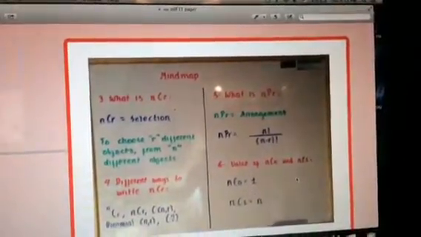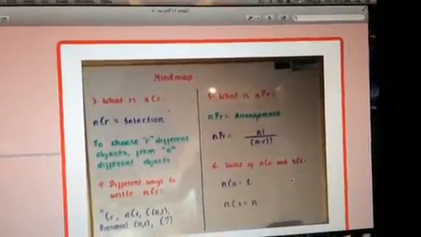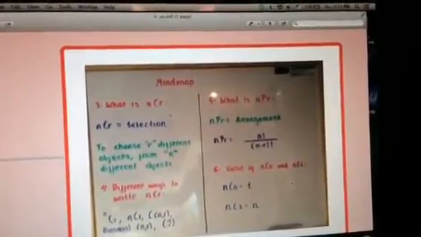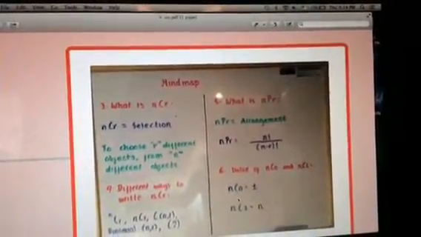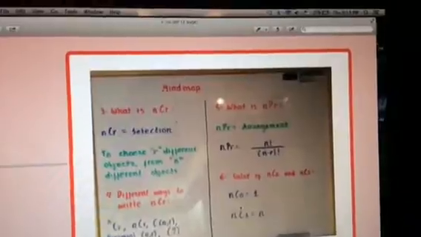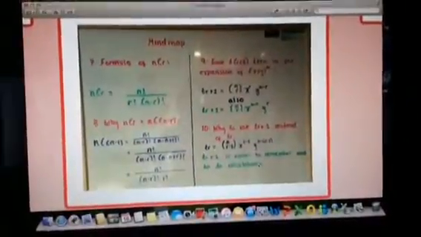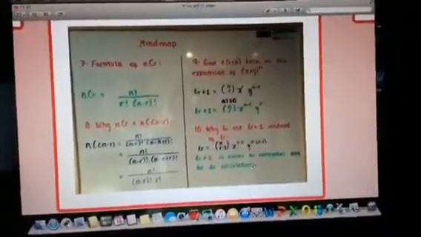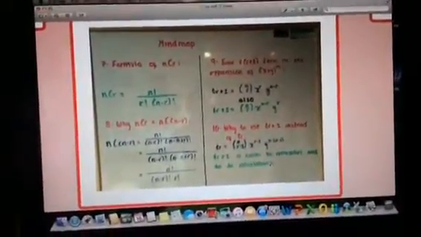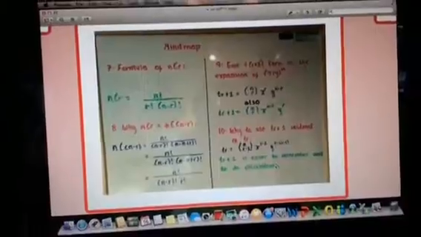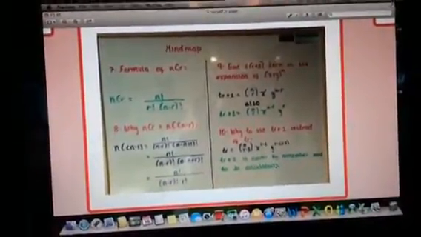Some values of n choose 0 and n choose 1: n choose 0 is equal to 1 and n choose 1 is equal to n. In general, n choose r is n factorial over r factorial times (n minus r) factorial.